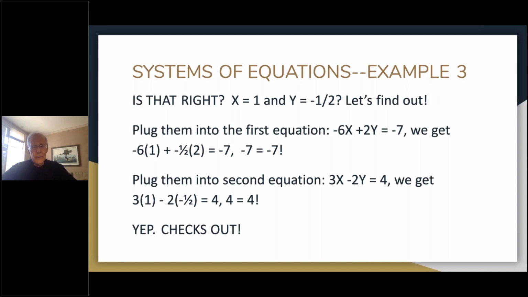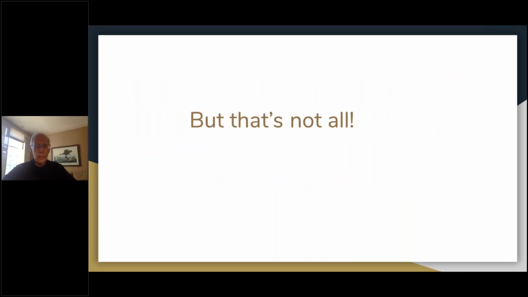So all right, let's try that on the other equation. The second equation was 3x minus 2y equals 4. So we do that, and we get 3 times 1 plus 2 times minus 1/2, and that turns out to equal 4, because we've got 3, and then the minus 2 times minus 1/2 turns out to be a plus 1. So we got 3 plus 1 equals 4, and 4 equals 4. So by golly, yep, that checks out. So how about that? So we know we got the right answer for that one, complicated though it might have been.